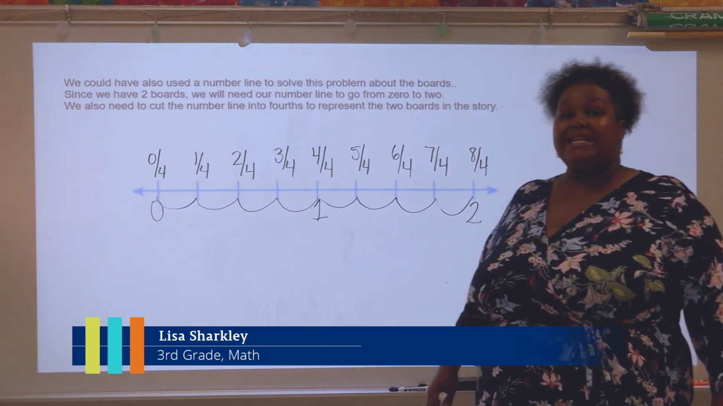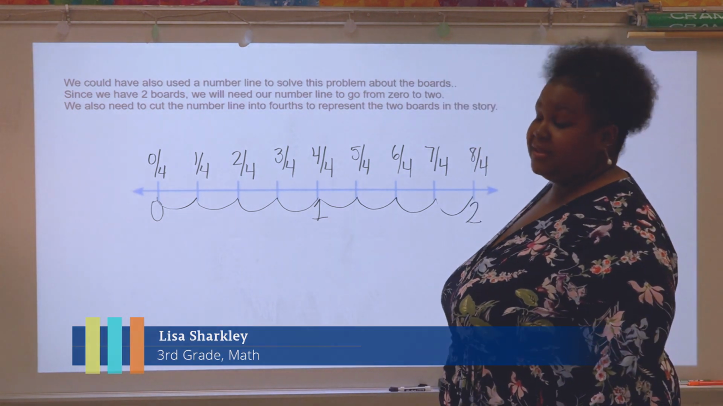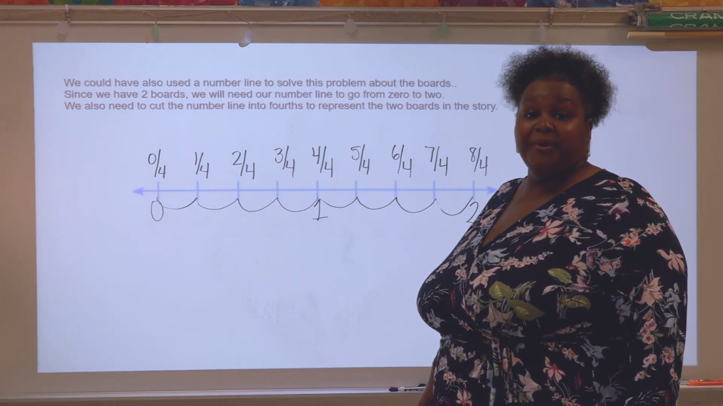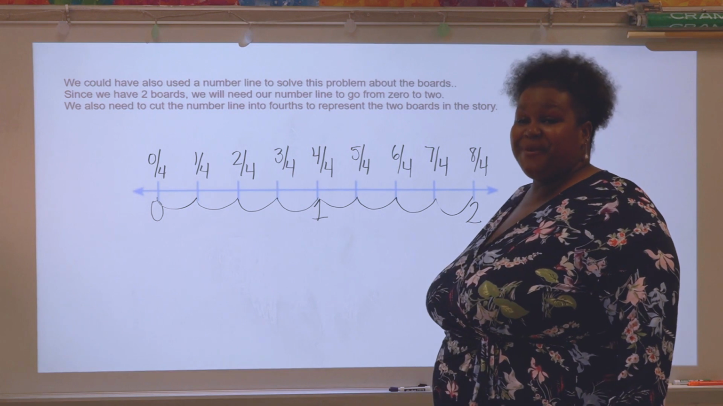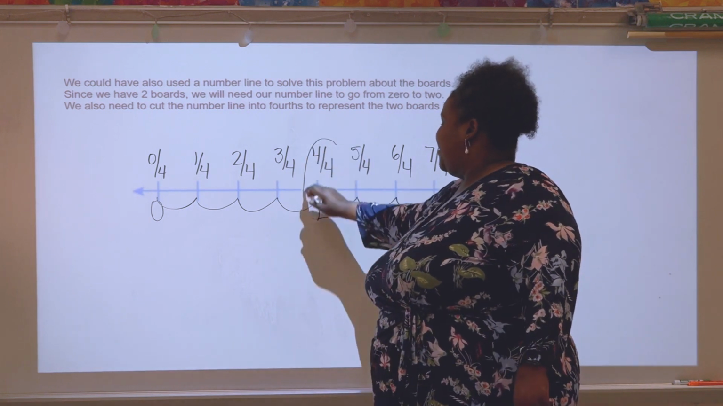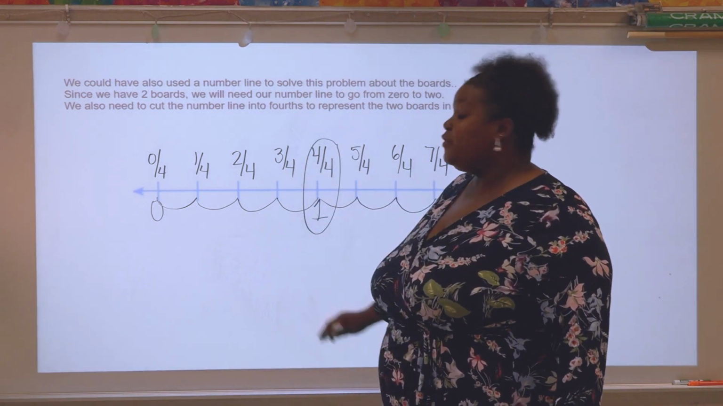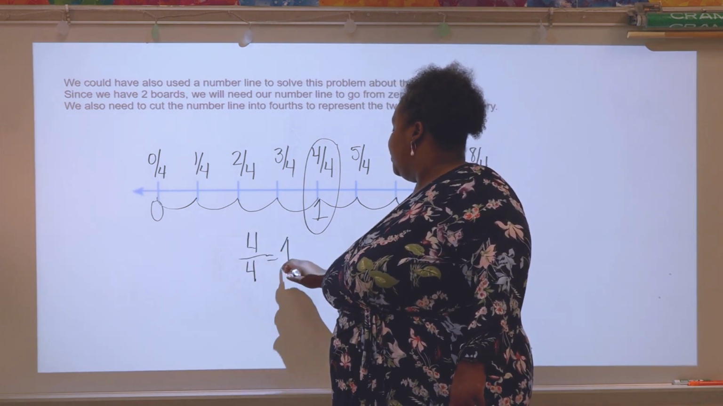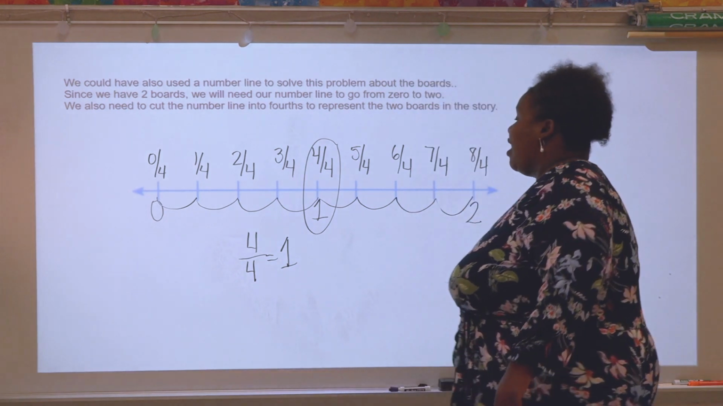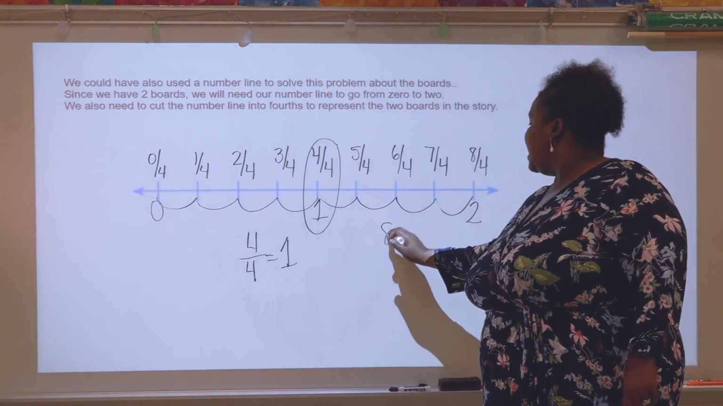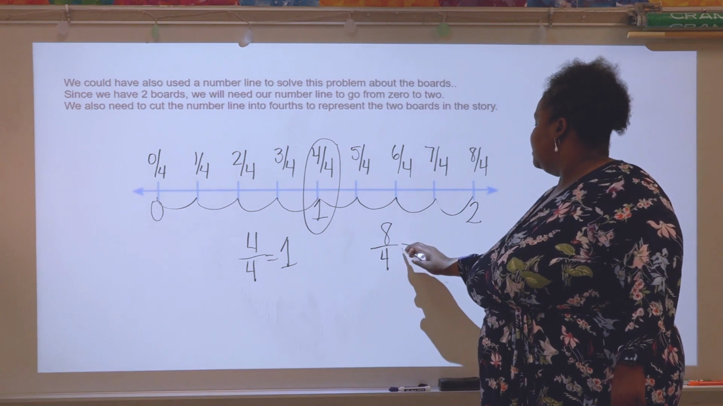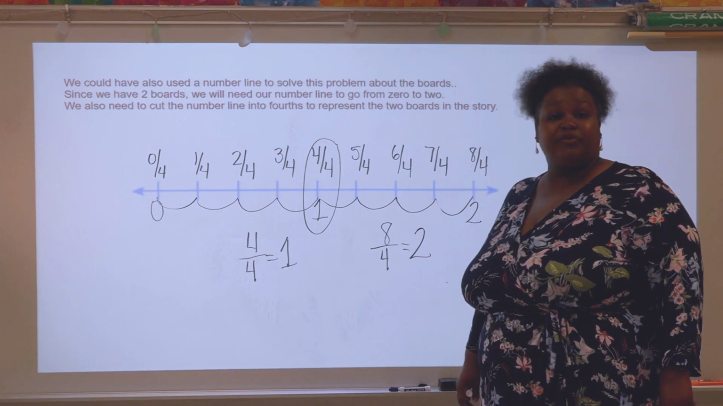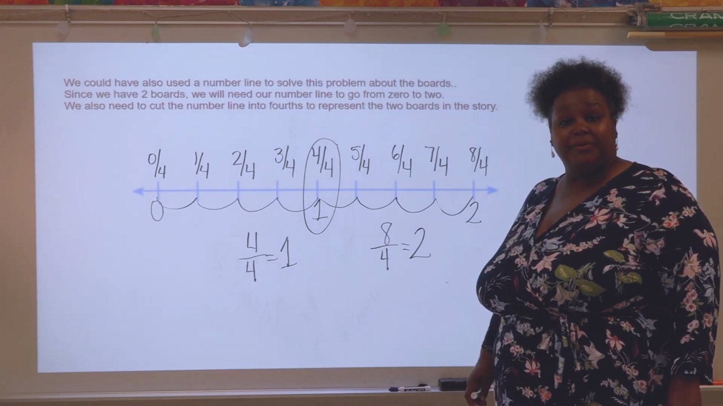Are you noticing any equivalent fractions? Any fractions the same distance to the 0 on our number line? I am too. I'm circling. It shows me that 4 fourths is equal to 1 whole, and also that 8 fourths is equal to 2 whole. I found 2 equivalent fractions with whole numbers.